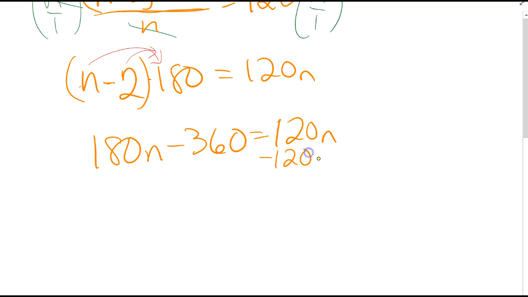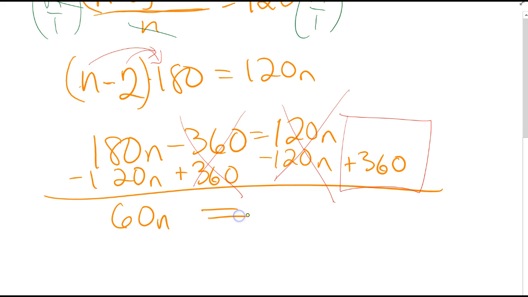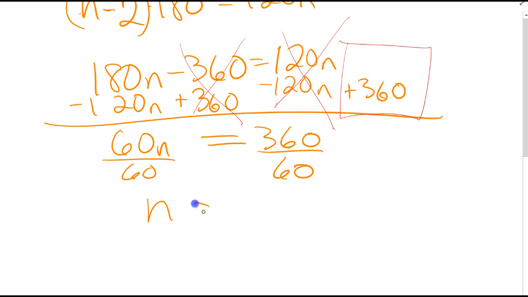So let me take away 120n from both sides, and I'm also going to add 360 to both sides. Why, you ask? Because that makes the 360 disappear from here and become positive, and it also makes the n's disappear from this side and show up here. So now I've got 60n equals 360. Oh, okay. Divide both sides by 60. n is 6.